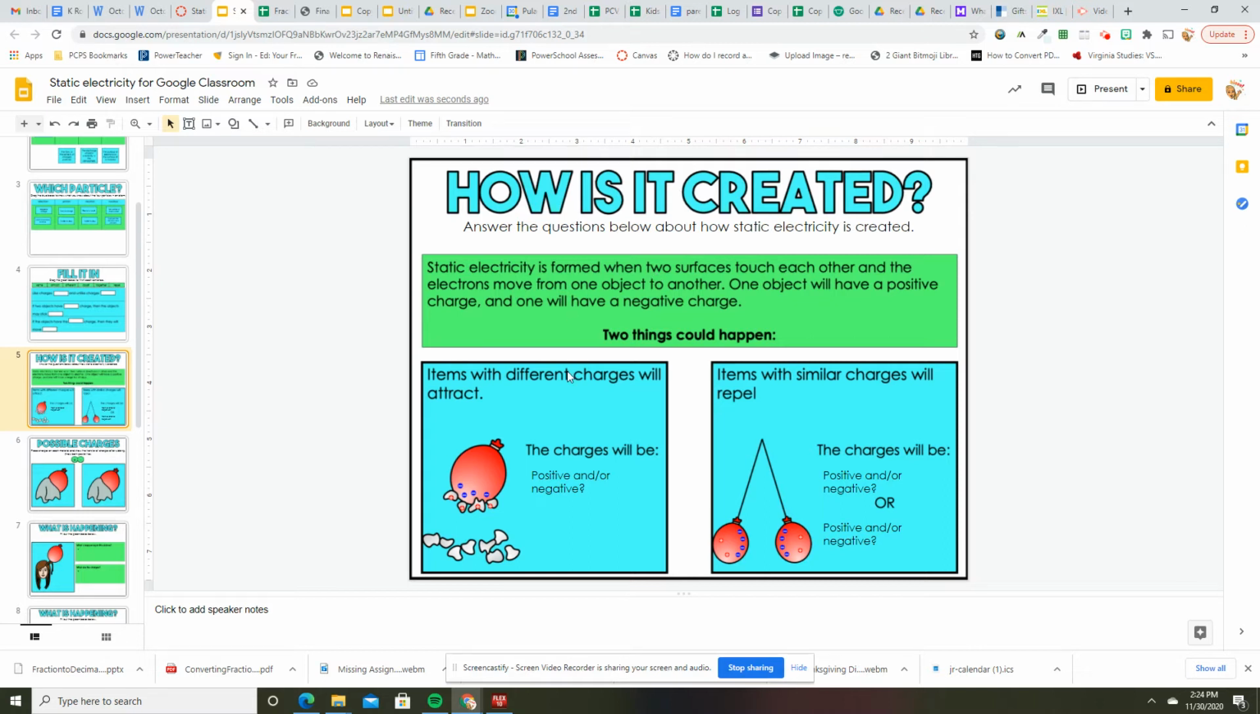Static electricity is formed when two surfaces touch each other and the electrons move from one object to another. One object will have a positive charge and one object will have a negative charge. Items with different charges will attract. The charges will be positive and or negative, and then items with similar charges will repel. It's sort of like magnets that are both south and south. They're going to repel. They don't work.